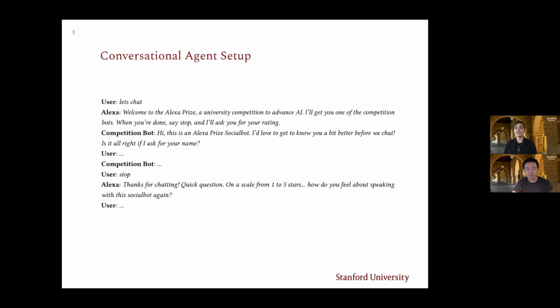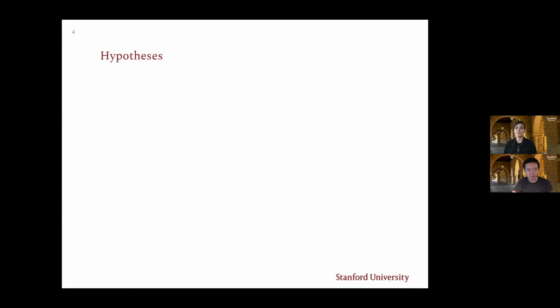Here's how the beginning and the end of the conversation with our Alexa Prize competition bot looks like. Alexa users could initiate the competition bots by saying, "Alexa, let's chat," after which Alexa would randomly hand over the conversation to one of the competition bots. This is how we were able to get real users talk to our agent.